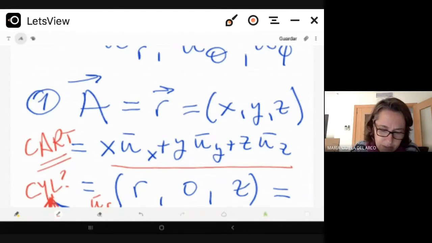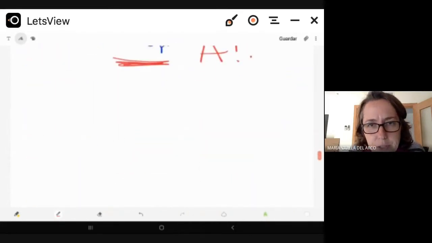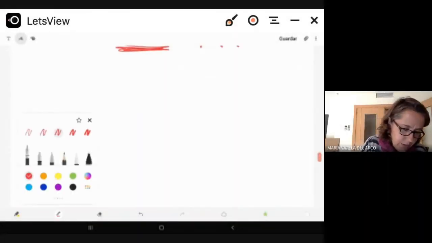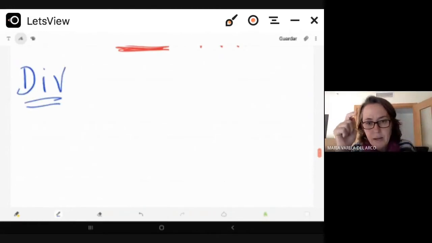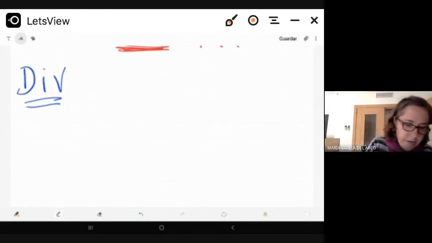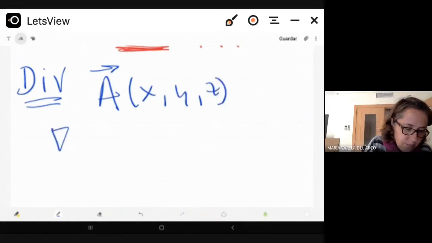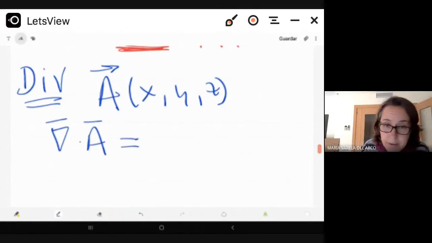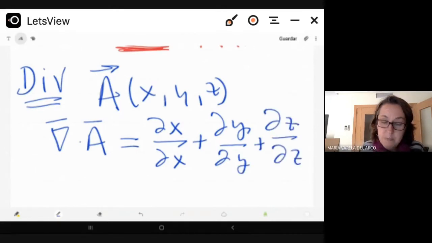Okay, so anyway, this said, now we have to calculate divergence and rotationals of these things. So first of all, let's go for the divergence, in Cartesians, cylindrical and spherical. Cartesians is really very, very easy. If I have my field in Cartesian coordinates, then the divergence of it is going to be the derivative of the first component with respect to x plus the derivative of the second component with respect to y, plus the derivative of the third component with respect to z.